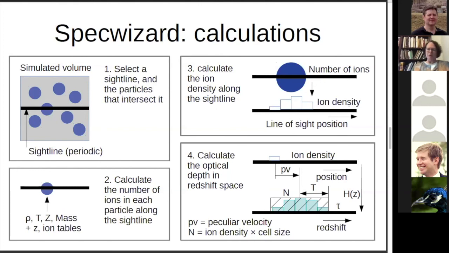We have a question from Chris. If I have a z equals 6 QSO, can I use SpecWizard to calculate the stochastic X-ray absorption from the IGM? Yes, as long as you have data that far out; I think Eagle data does go out that far. Great. Thank you so much again, and we will move on to the next speaker.